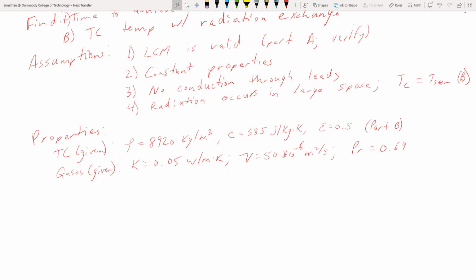So for part A analysis, now I'm ready there. Time to 98%. So what do we have? We're going to assume lump capacitance.